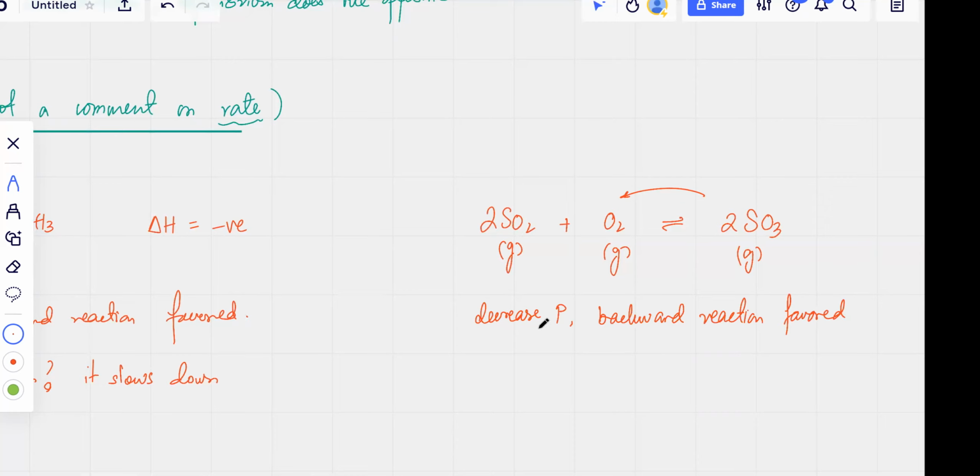And then I ask you what happens to the rate of the reaction, right? Let's say the rate of the backward reaction. What would happen to it? Would it speed up or would it slow down? It will slow down, yeah. Okay, so it's going to slow down because you're decreasing pressure. Whenever you decrease pressure, the particles are further apart, and they're not going to hit each other that often. So the rate of backward reaction slows down.